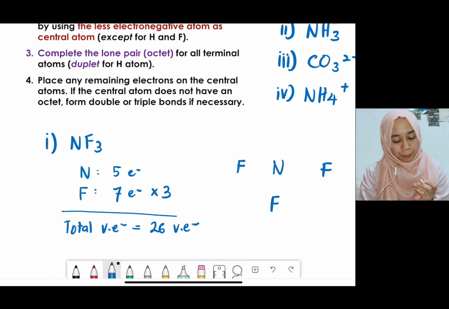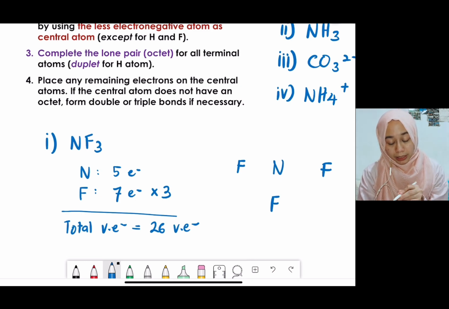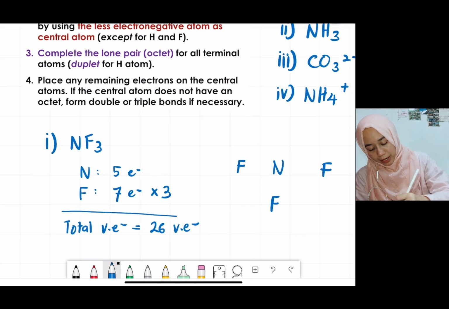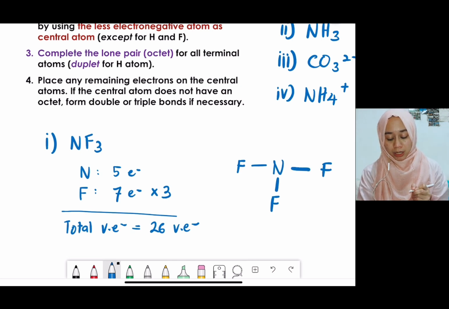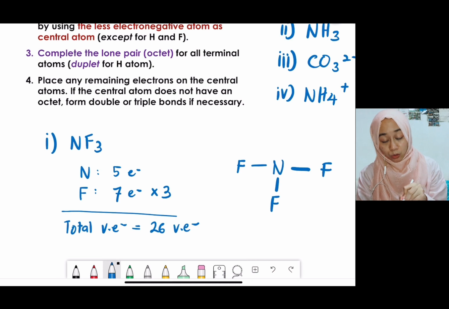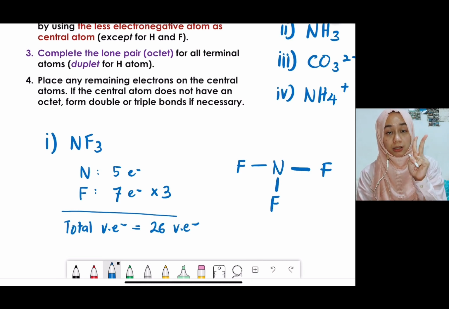So now lepas kita dah buat macam ni, dan kita buat satu bond, setiap satu antara N dengan F tu ada satu bond dekat situ, okay. And bear in mind, dalam satu bond it contains 2 electrons. Okay, in one bonding pair, ada satu bond di sini kan. So in one bonding pair, we have 2 electrons. Okay, ingat yang tu.